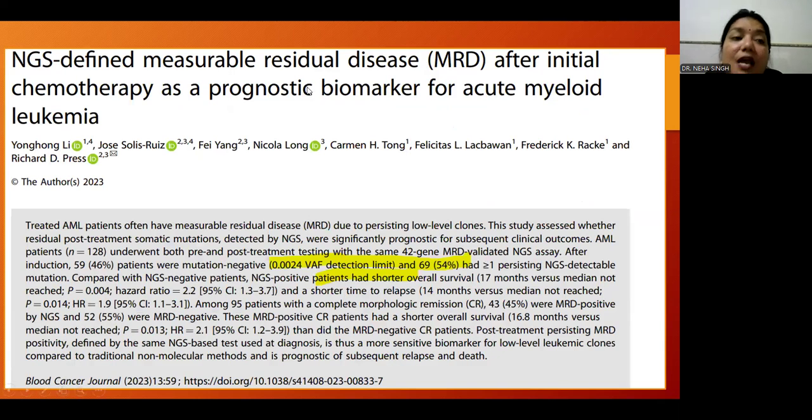Now, one more thing, because NGS MRD is upcoming, we need to know a little more about it. The ELN recommendations have set the cutoff at 0.1, but the latest paper about this NGS MRD said that 0.0024, if you take that VAF percentage as your cutoff and you consider a higher VAF percentage as positive, these patients were seen to be associated with shorter overall survival and shorter time to relapse. So 0.1% is not the defining thing. You will have lower cutoffs as the MRD evolves during the upcoming years.